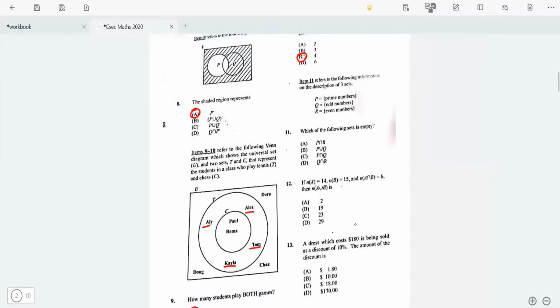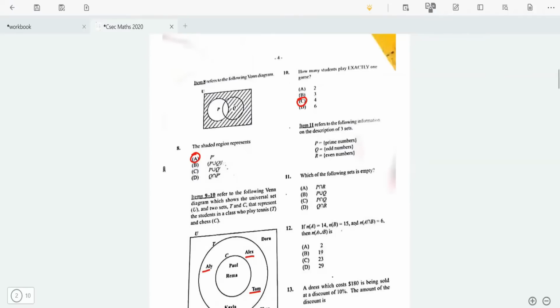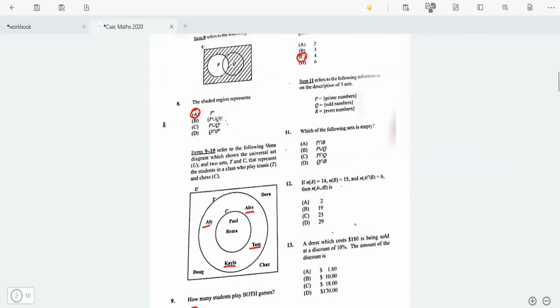Okay, because Paul and Raymond play 2 games and play both chess and tennis. Question 11. It says, which of the following sets is empty?